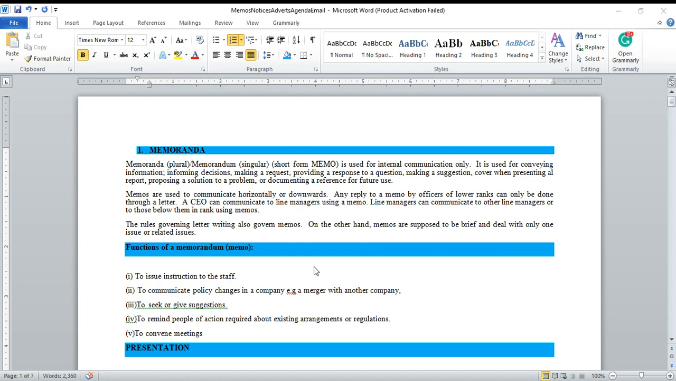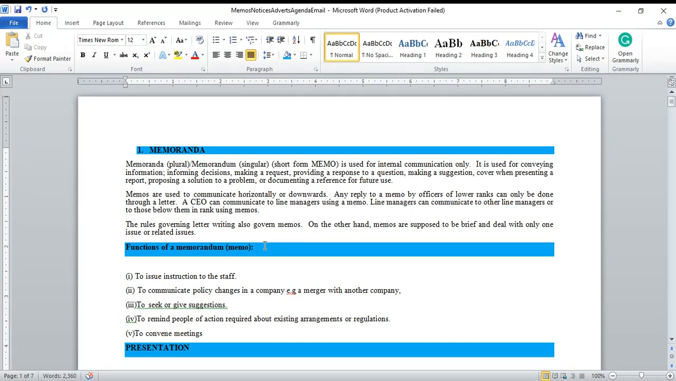Now a memo, or a memorandum, or simply a memo, is used for internal communication only. It is used for conveying information, decisions, making a request, providing a response to a question, making a suggestion, or presenting a report, proposing a solution to a problem, or documenting a reference for future use.